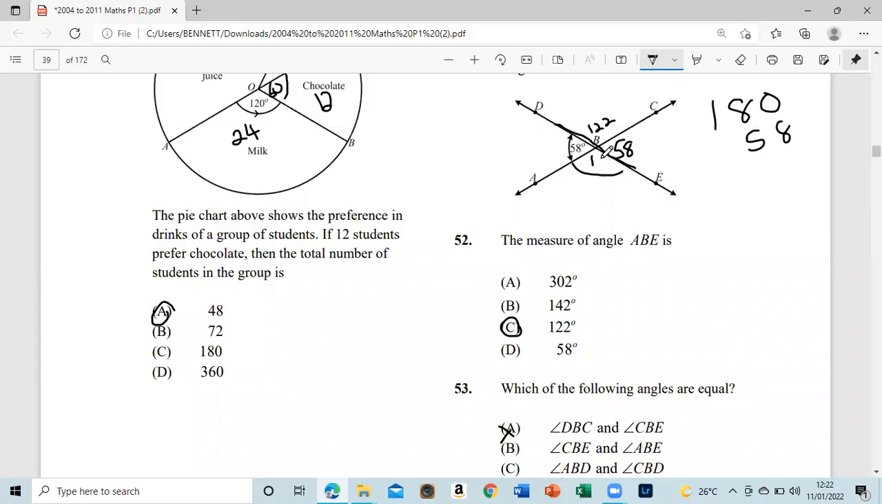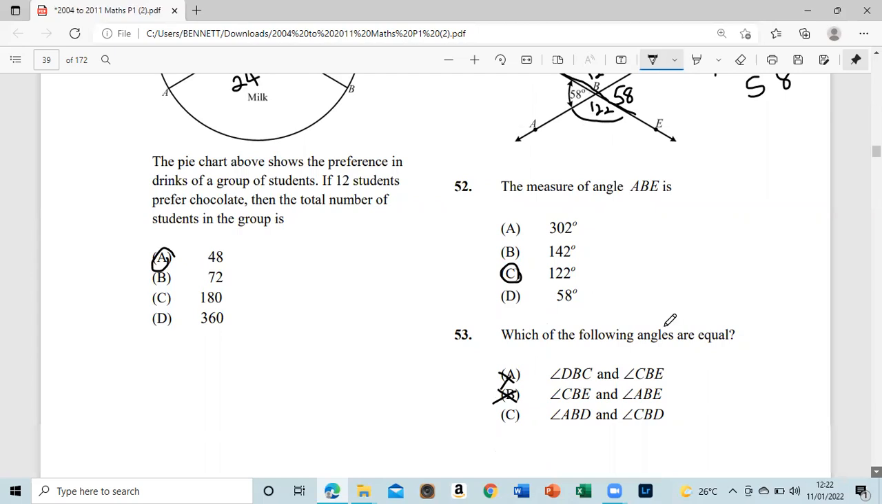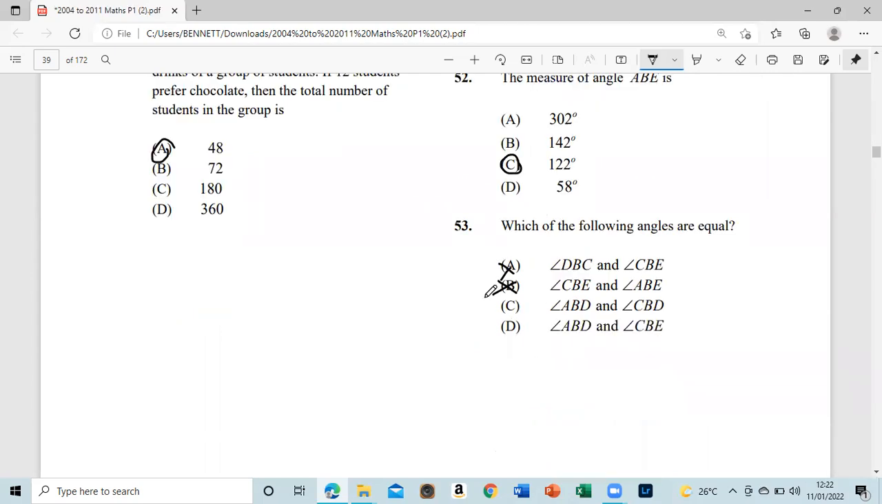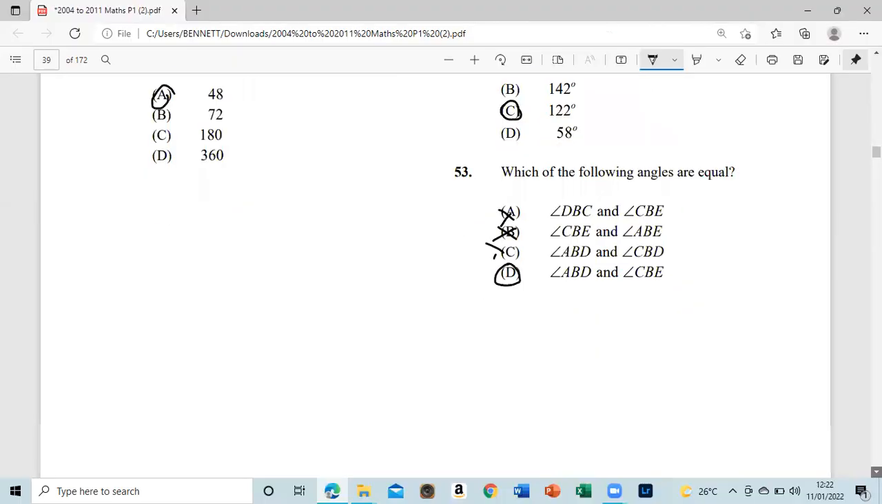So either way, one of them the way I look for, right? CBE is 58 and ABE, no, then they're not equal. So we can eliminate this. Let's see the third one. ABD, that's 58, and CBD, no. So it's the last one. We're not even going to check it after the last one. So it's 53.